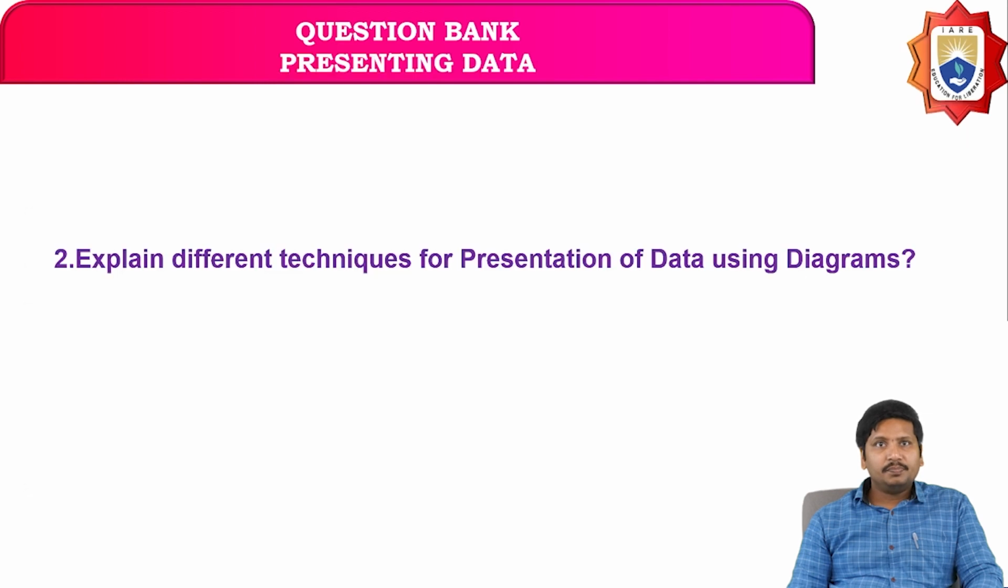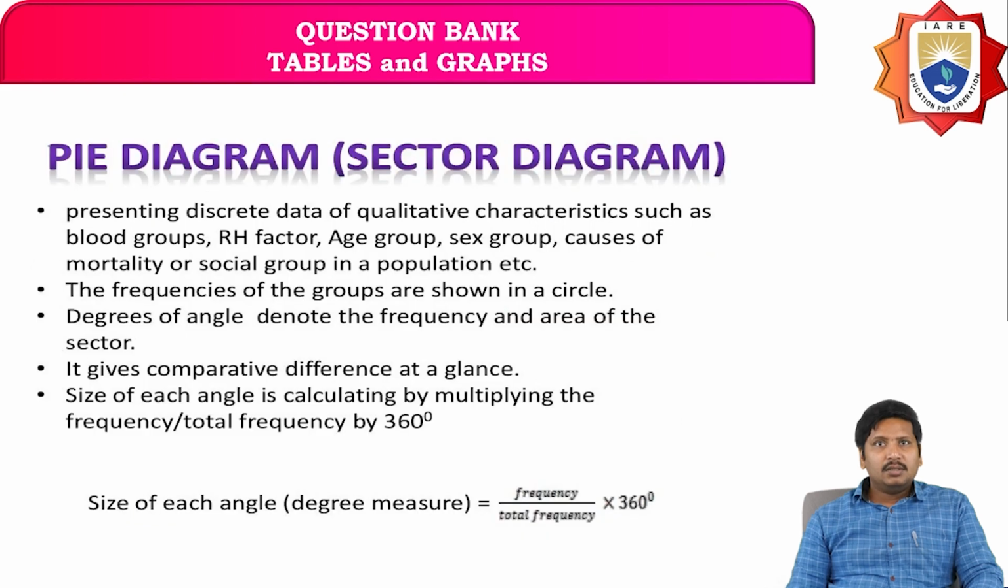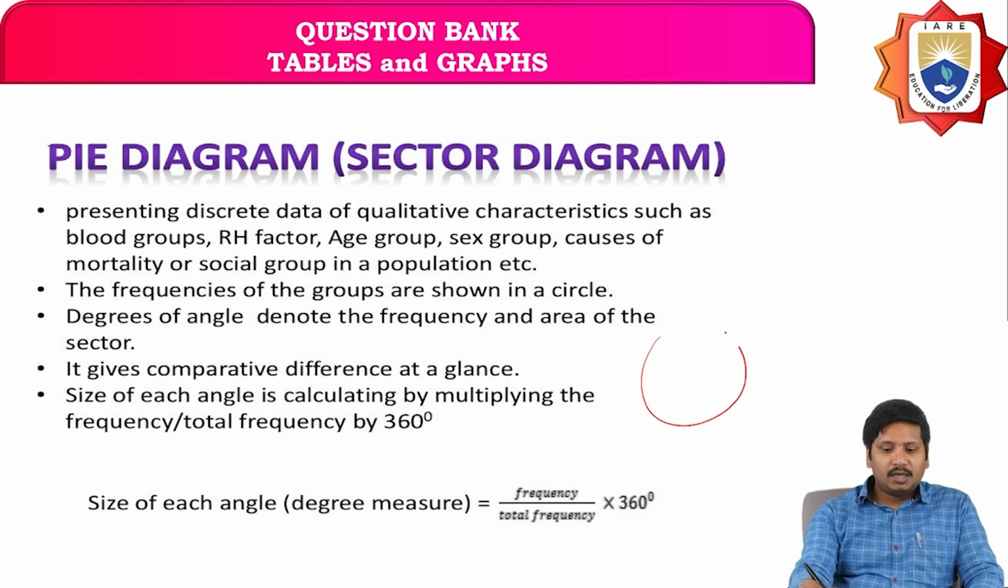Explain the different techniques of presentation of data using diagrams. There are different types of diagrams available: pie chart, pie diagram, bar diagram, scatter diagram, like this. First, the pie diagram. A pie diagram is also known as the sector diagram. It is drawn by taking a circle. So how do we divide it, and how is the angle calculated?